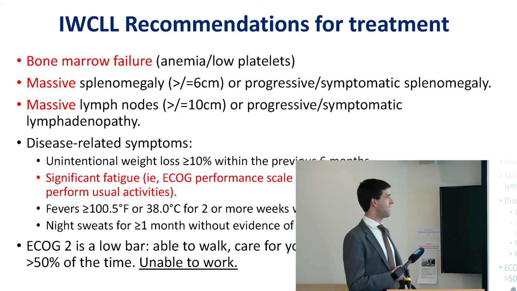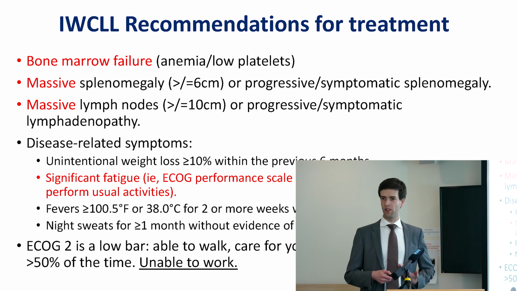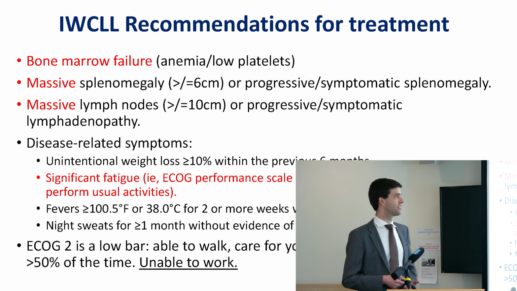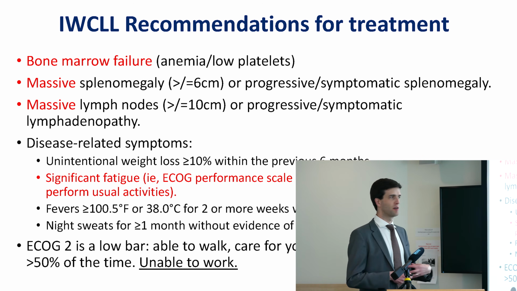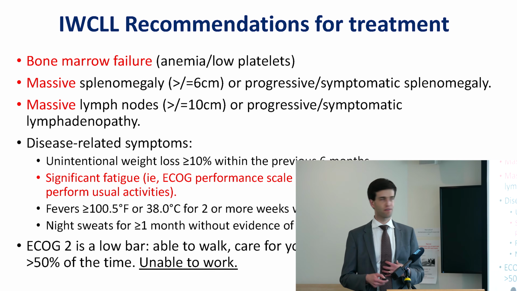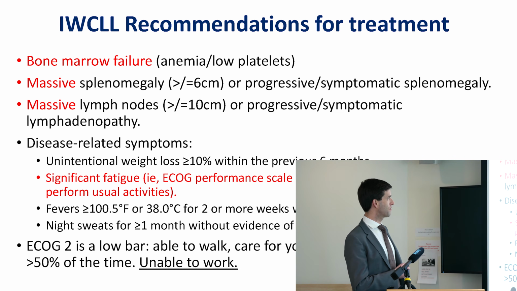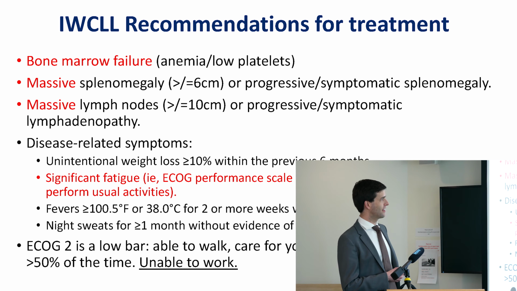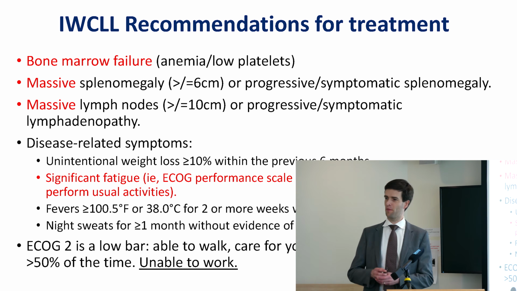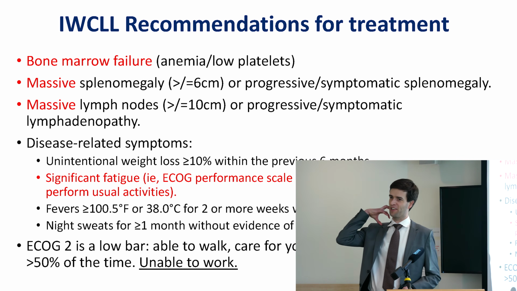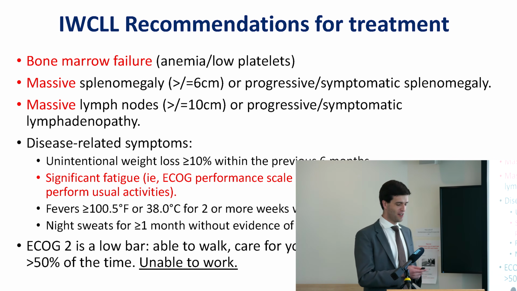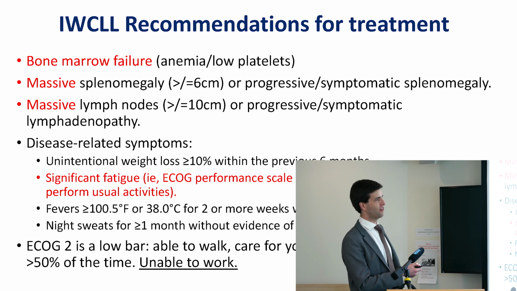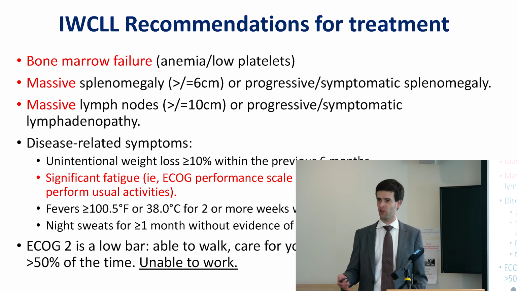Another is what we call massive splenomegaly. So your spleen is really big, it's coming a long way down into the abdomen, or it's causing symptoms like pain in the left side of your abdomen, or it's pressing on your stomach and you can't eat enough. You have massive lymph nodes. They call massive lymph nodes 10 centimeters. Can you imagine having a 10 centimeter mass in your neck and walking around with that before you treat? But they do qualify that to say progressive or symptomatic lymphadenopathy can also be a reason to treat.